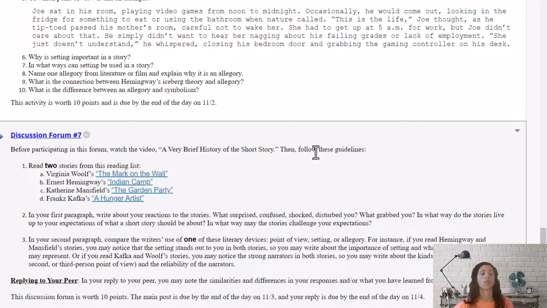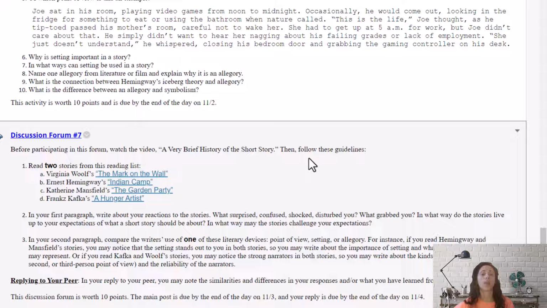And then we have discussion forum number 7. Discussion forum number 7 marks our exploration of the short story. So we're moving away from poetry and we're looking at a new literary genre, fiction. Before participating in this forum, watch the video, A Very Brief History of the Short Story. Then follow these guidelines. Read 2 stories from the reading list. So choose 2 from this reading list.